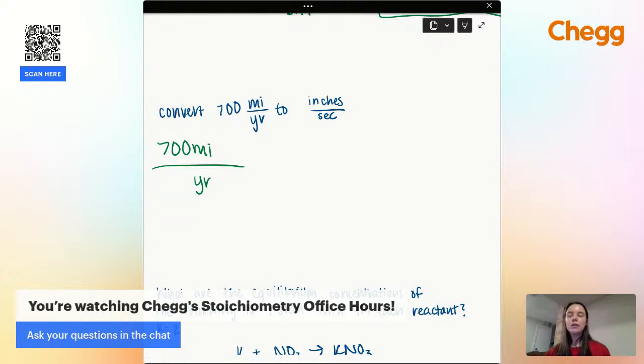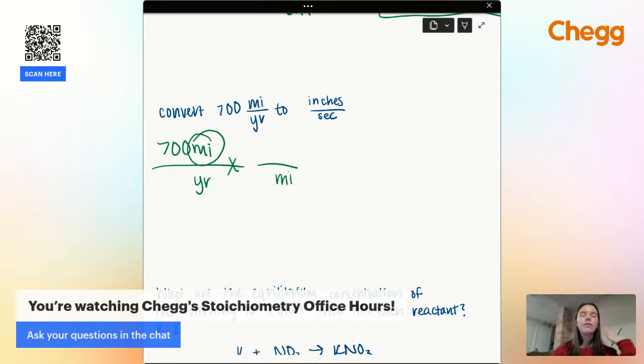So now we want to go from miles a year to inches per second. We first want to focus on one thing to convert. I'm going to start with converting miles. I always start with the top. I think it's so much easier. So I'm going to put miles on the bottom.